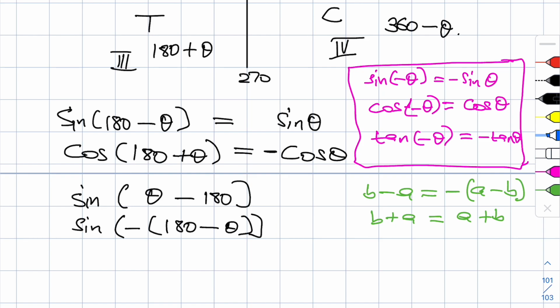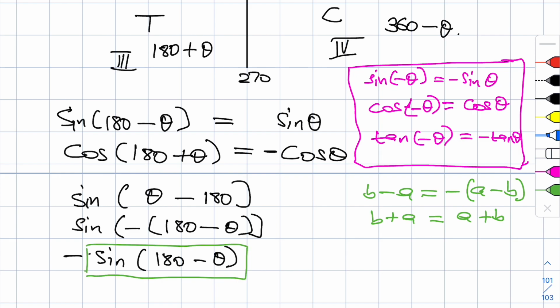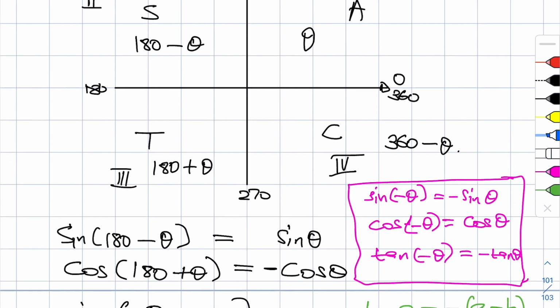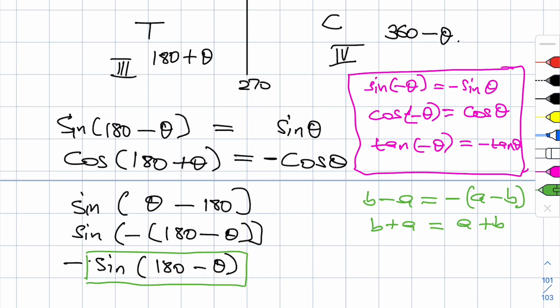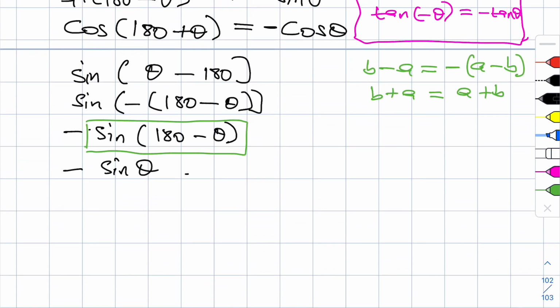Now you sort out this negative. Sine of a negative angle is negative sine, so you write negative sine 180 minus theta. Now you're going to work with this. 180 minus theta, that is quadrant number 2, and in quadrant number 2 sine is positive. And then you multiply by this negative, that becomes negative sine theta.